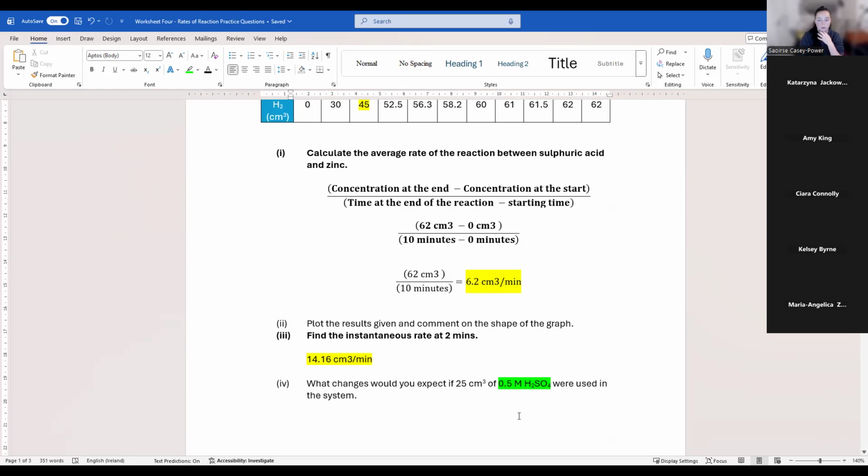Does anyone know? So think about the factors that affect it.